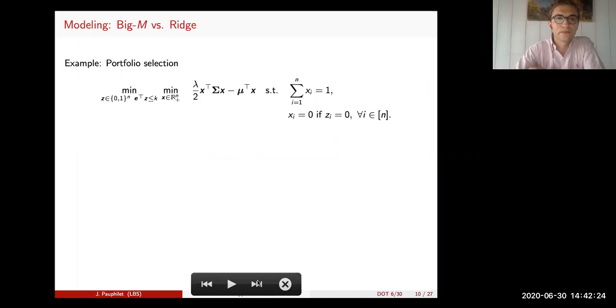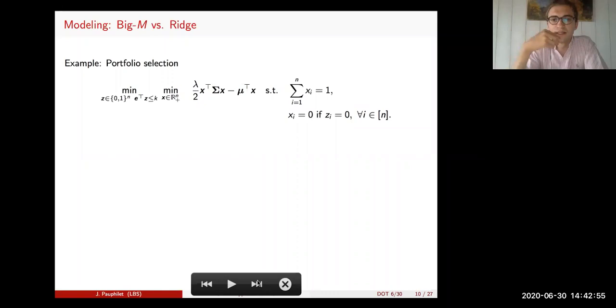So the main thing I would like to emphasize here again is this modeling choice that we have between having big M constraints or using regularization. To illustrate that, I would like to take the example of portfolio selection. Here again, we minimize the value at risk of the portfolio. You want to invest all your portfolio, so the sum of the Xi's is one, and the amount you invest is zero whenever you don't invest in the security. So Xi equals zero if Zi equals zero.